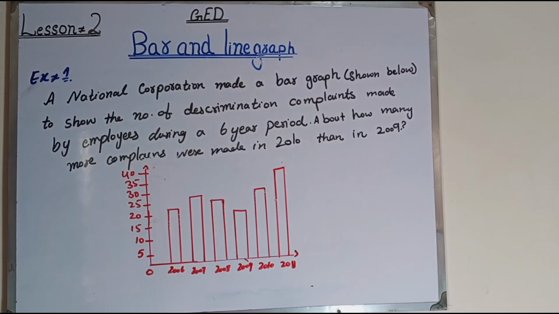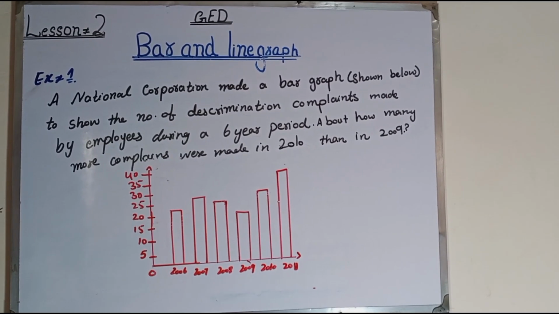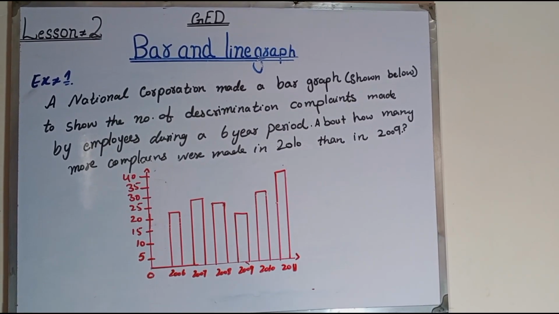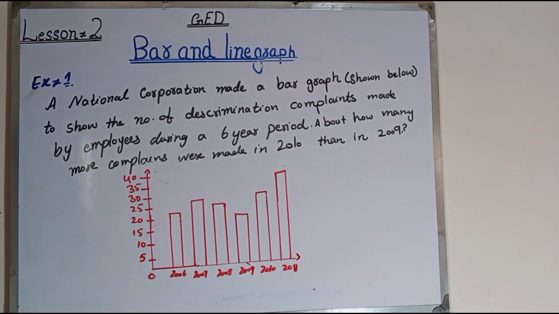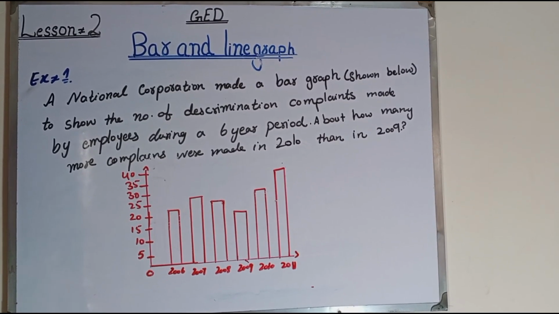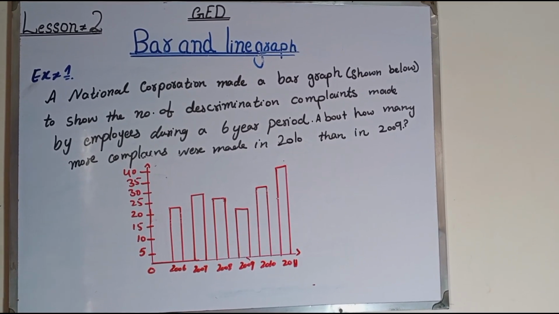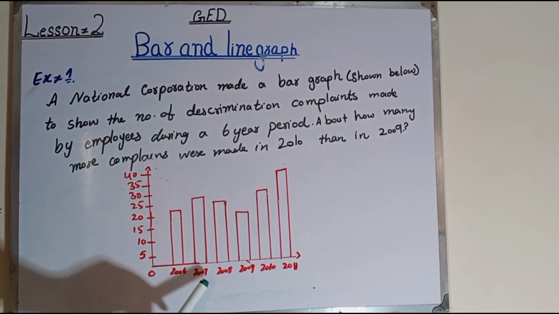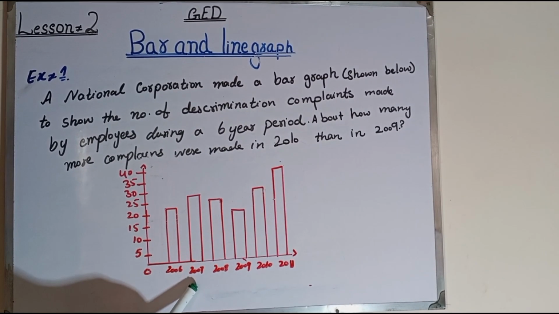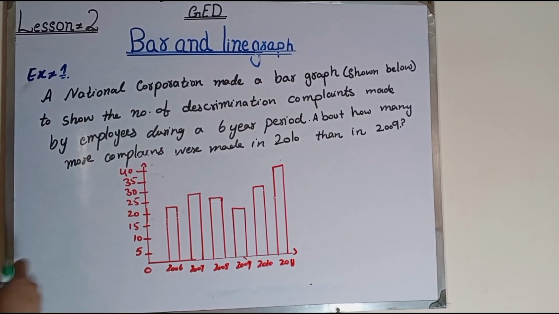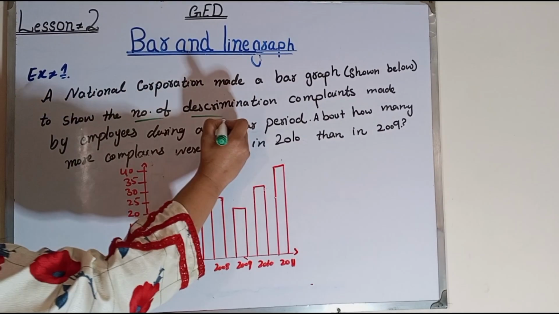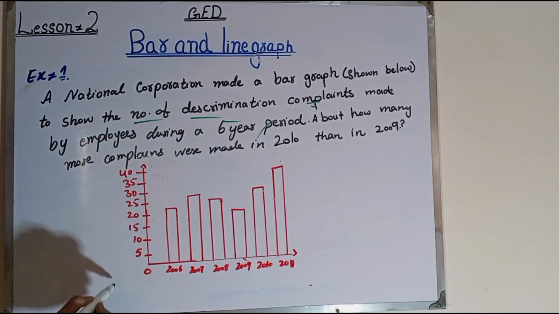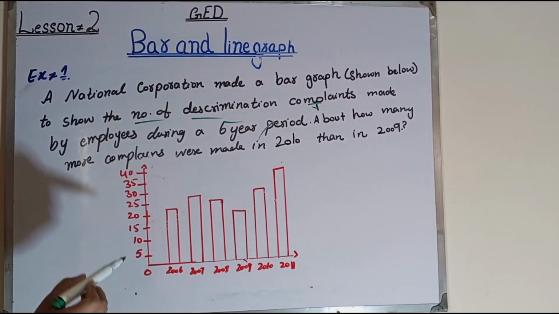Next, example number 1. A national corporation made a bar graph shown below to show the number of discrimination complaints made by employees during a 6-year period. About how many more complaints were made in 2010 than in 2009? There are years on one side. These are categories, years, ages on one side, and these are numbers, the number of discrimination complaints. In the example, they are saying as shown below. You can see this bar graph.